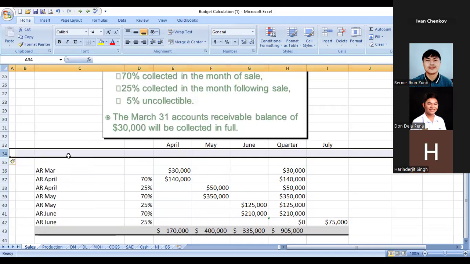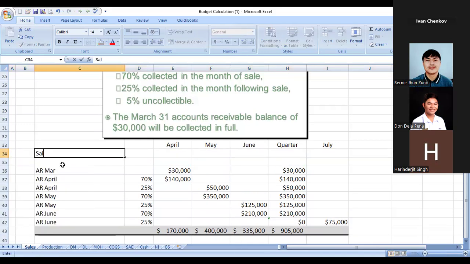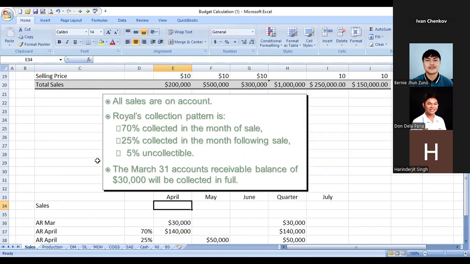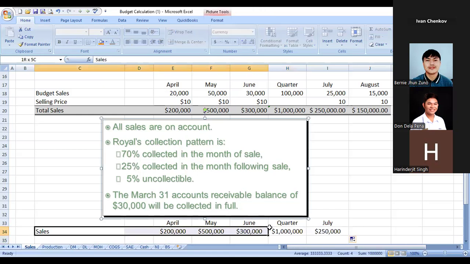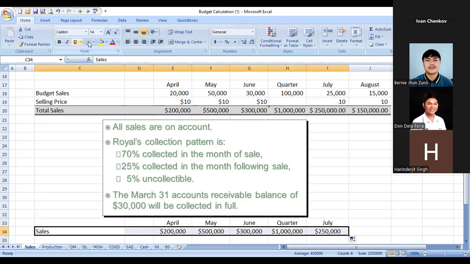I'm going to insert some rows here, and we already have our sales. In April, we're going to sell $200,000. In May, our sales will be $500,000. In June, our sales will be $300,000. In the quarter, our sales will be $1 million. In July, our sales are $250,000. Now the question is, once I have my sales, which are coming right from above, let's put some different color here.